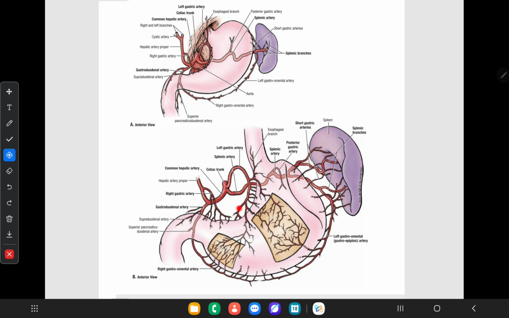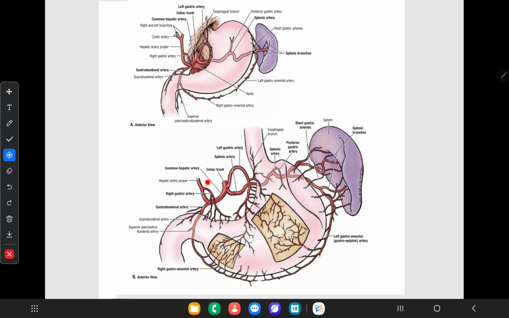Then we'll see the course of the common hepatic artery. The common hepatic artery passes at first to the right, here is the right side, towards the right, behind the parietal peritoneum. First it gives origin to the right gastric artery and then to the gastroduodenal artery.